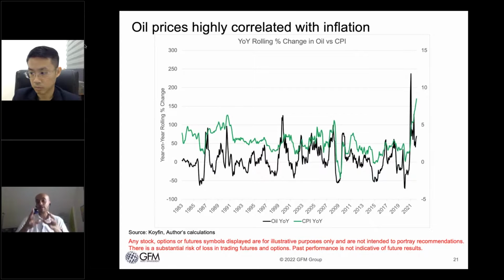There are also lots of things which are not energy but are made with crude oil. All sorts of plastics and pharmaceutical products and fertilizer. All of these things are directly or indirectly related to the price of crude oil, and that's why crude oil is still a very, very central commodity to watch for inflation.